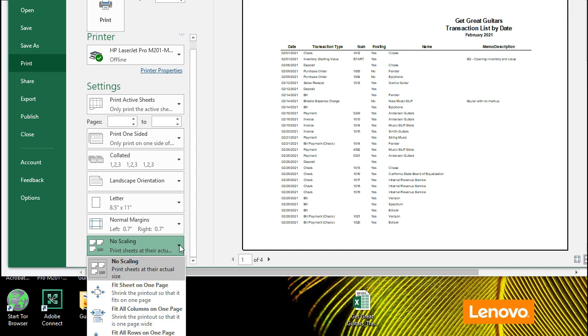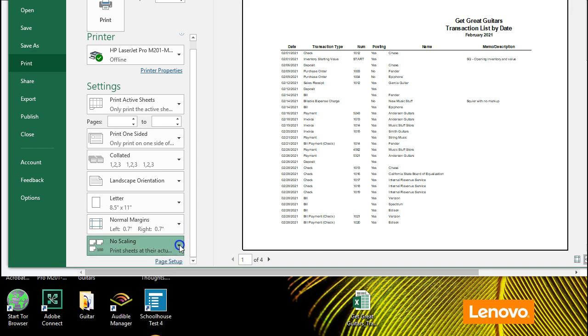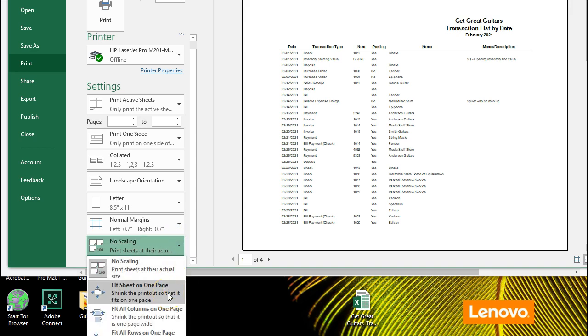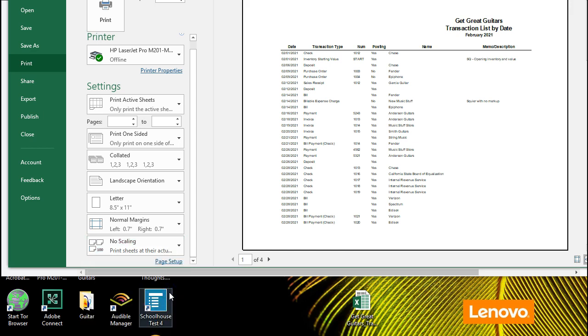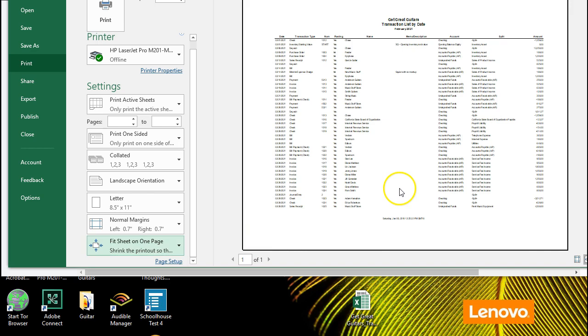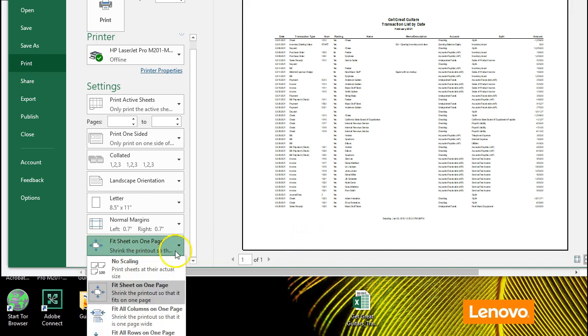So if you select this drop down here, the no scaling, then you're going to say fit sheet to one page. You don't really want that one. If you select that one, notice it'll fit to one page wide, but it'll also fit one page long. And if you have a very long document, then it's going to be way too small. So it's safer to go to fit all columns to one page.